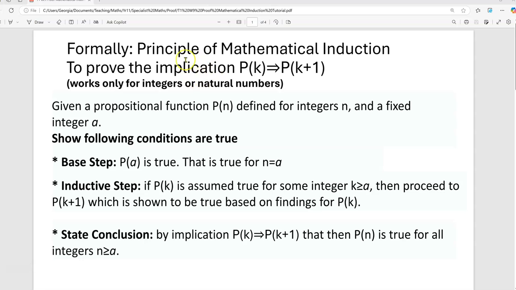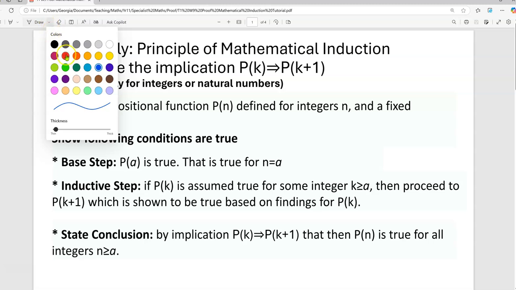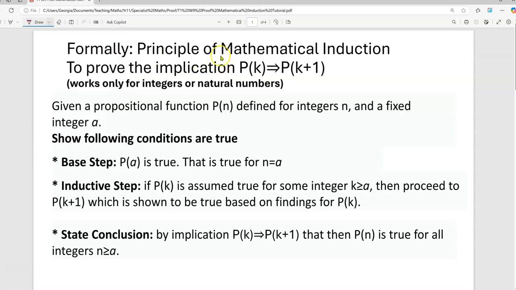Okay, so we're going to go over a bit of proof by induction for a couple more examples in this little video. Mathematical induction is a method of proof that can only be used to prove propositions, formulas, and mathematical statements for integers or natural numbers. The terminology around it is a little bit confusing, but basically what we're saying is we've got a mathematical function.